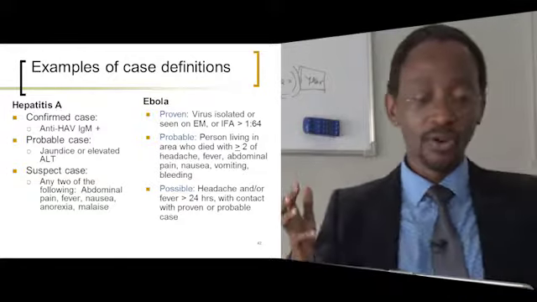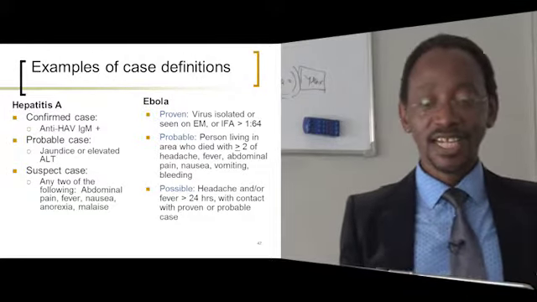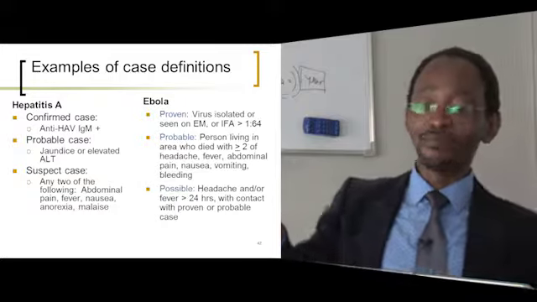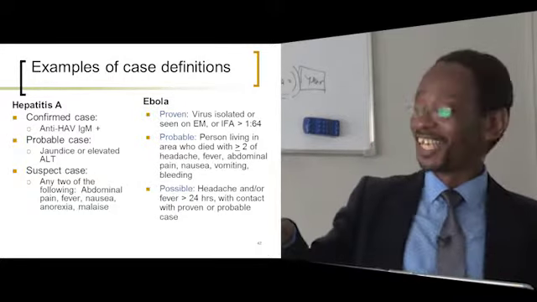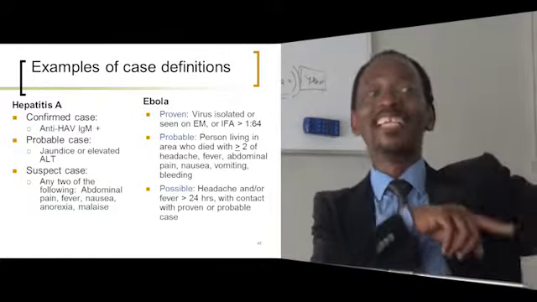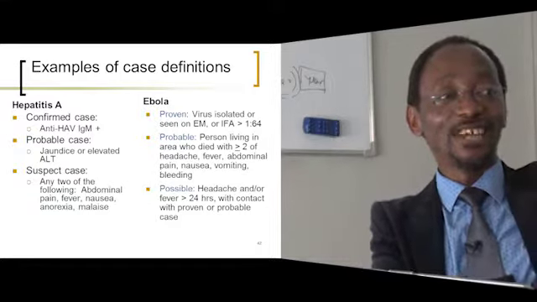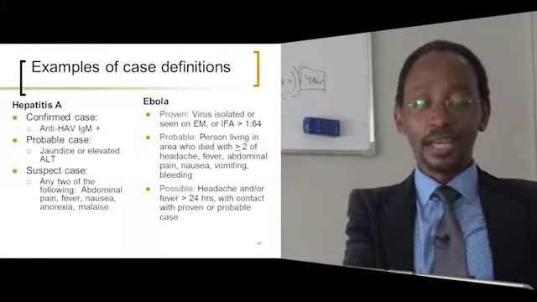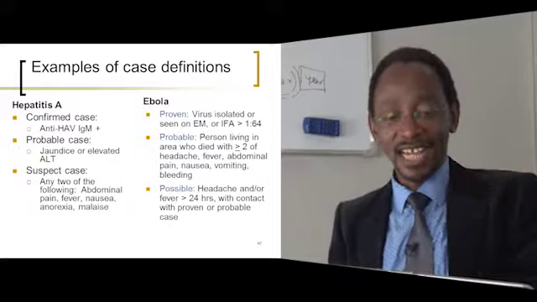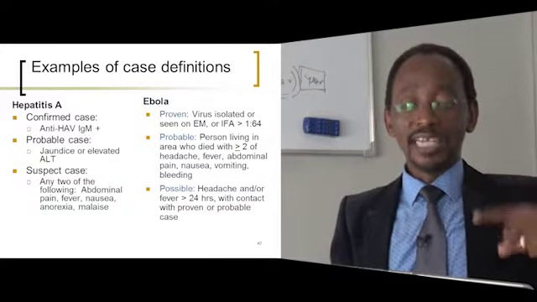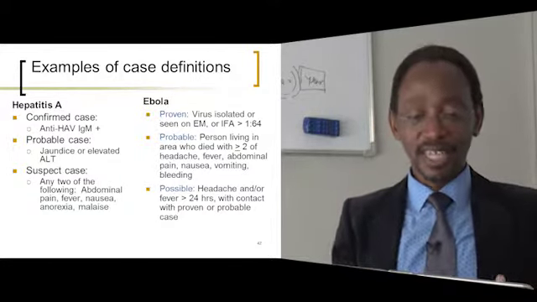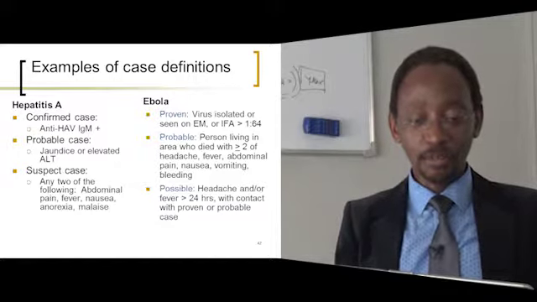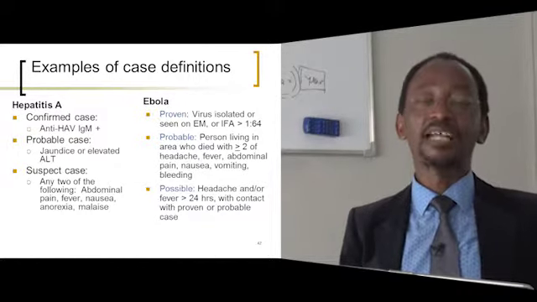But a probable case is a person living in an area where someone died. So you see, the definition includes someone dying. So someone first dies suddenly of Ebola, and then a person living in that area with more than 2 of the following symptoms: headache, fever, abdominal pain, nausea, vomiting, and bleeding.